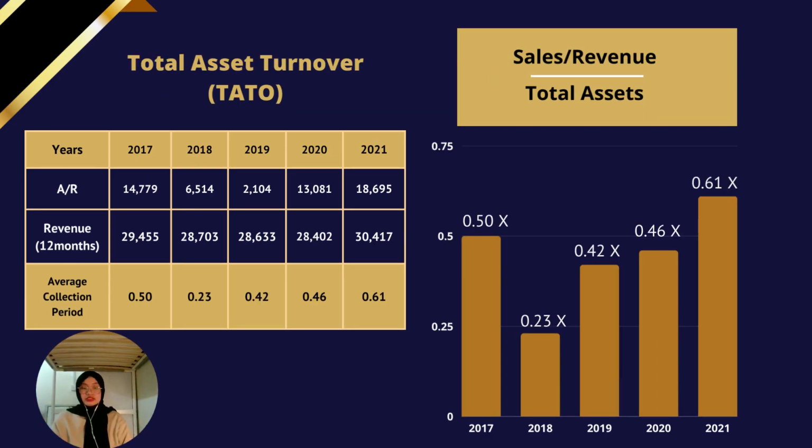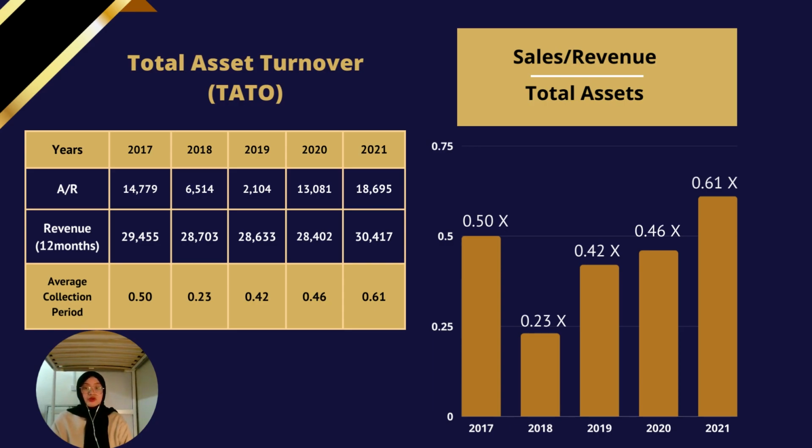So let's look at the total asset turnover. From the calculation, we saw that the asset turnover ratio of Sime Darby is less than 1 from 2017 to 2021. This means that the total assets cannot produce enough revenue at the end of the year. But that doesn't mean it is a lower ratio. Sime Darby for 2018 has the lowest asset turnover of 0.23.